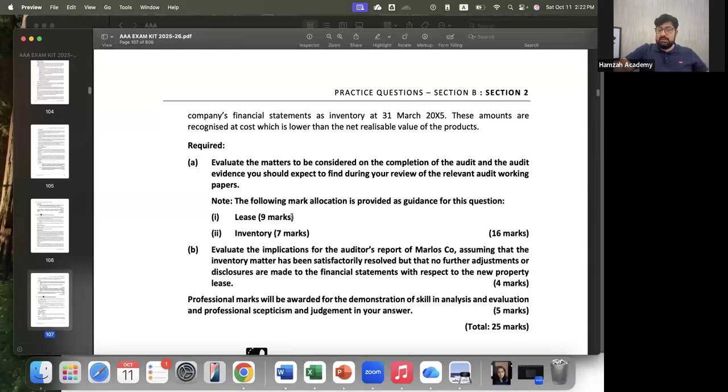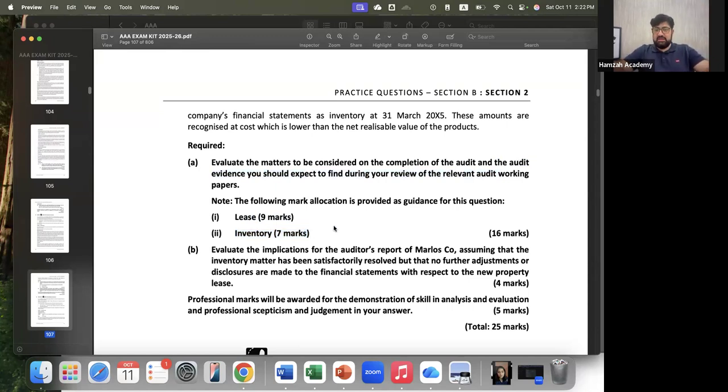So 9 marks means 4.5 marks for the first part and 4.5 marks for the second part. Two parts are here. Now, the same is the case with 3.5 marks and 3.5 marks for the two parts.